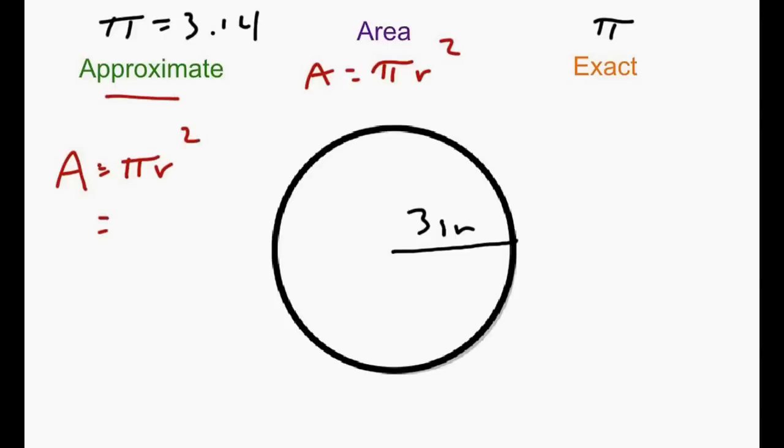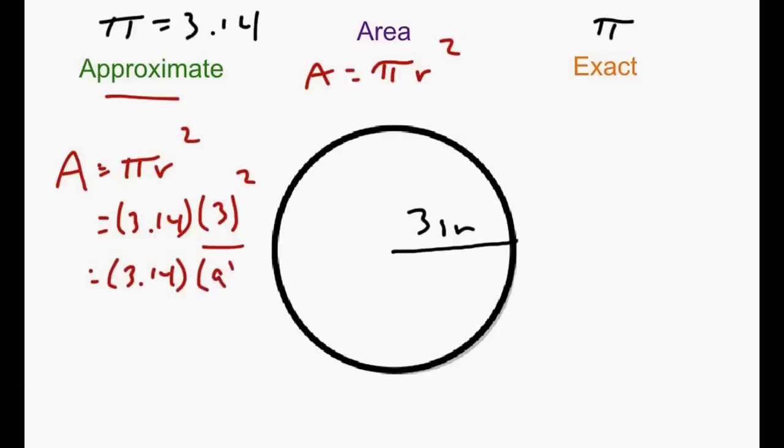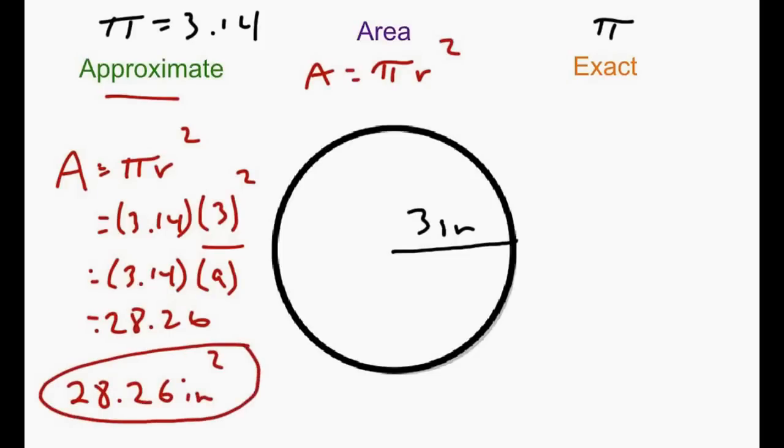So this is my approximate side. I'll use 3.14 for my pi. My radius is 3, and I have to square that. My order of operations tell us that we do exponents before we multiply. So 3.14 will stay. 3 squared is 9. And then 3.14 times 9, I get 28.26. And I want to make sure I put my units of measure, 28.26 inches squared. Remember, area is always units squared. So that's the space inside that circle, the approximate area.